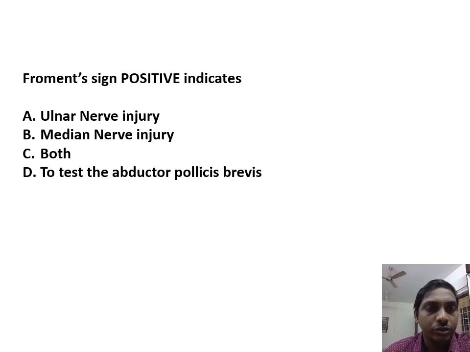Now moving on to questions. Froment's sign positive indicates, I already described this, ulnar nerve injury. It's not median nerve injury. It usually tests the adductor pollicis, not the abductor.